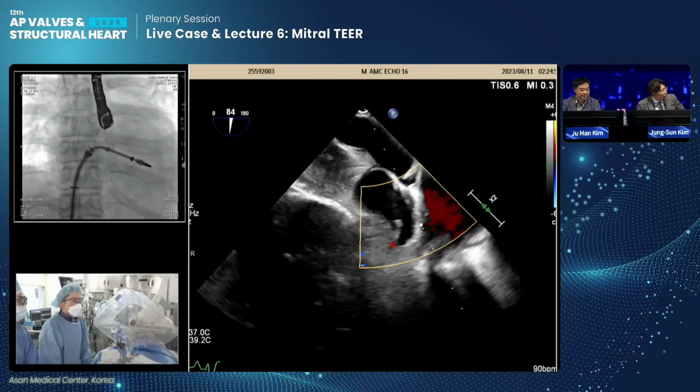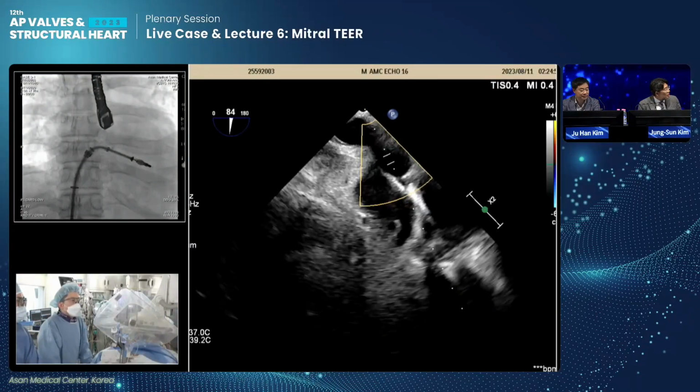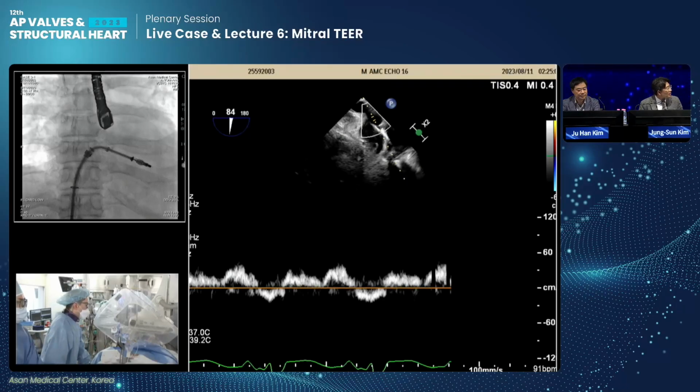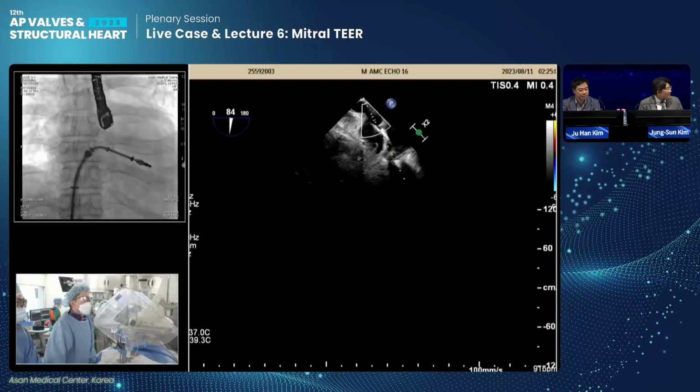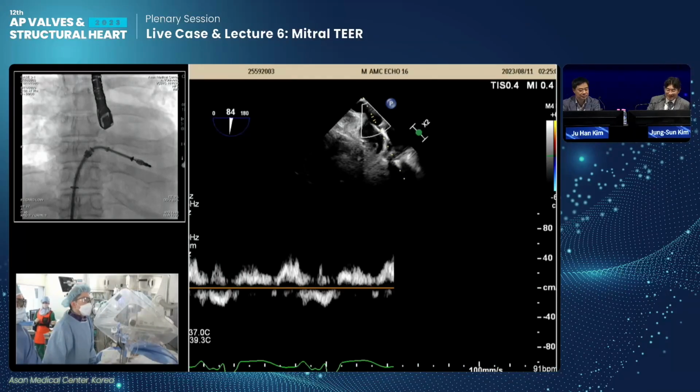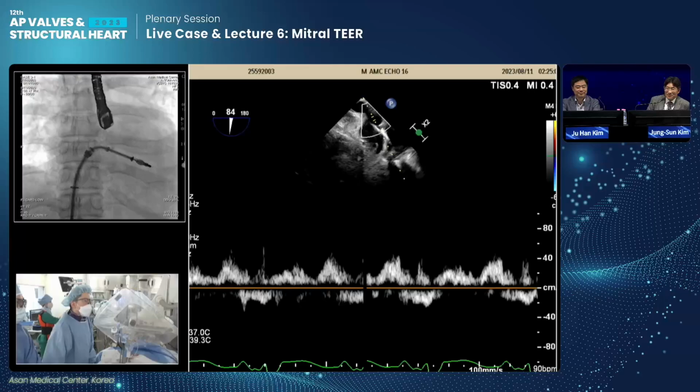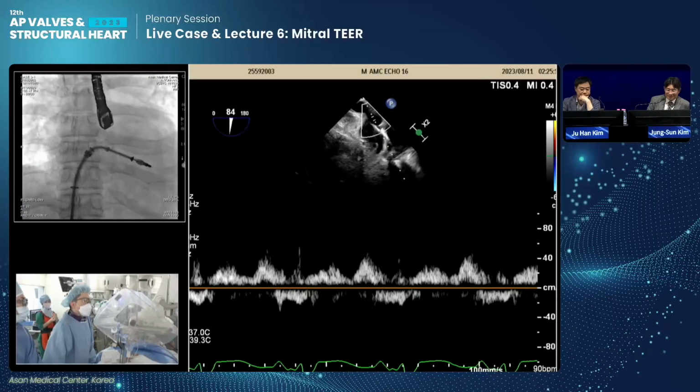Do you usually apply the continuous LA monitoring? I don't. Cyborg usually does that with the pigtail catheter. Yes, I know. Slightly increased S velocity in both pulmonary veins, as you can see here.